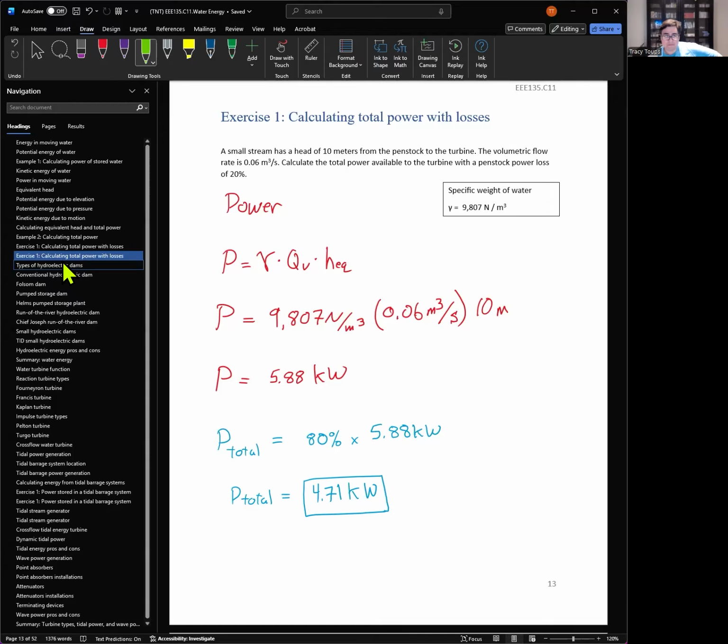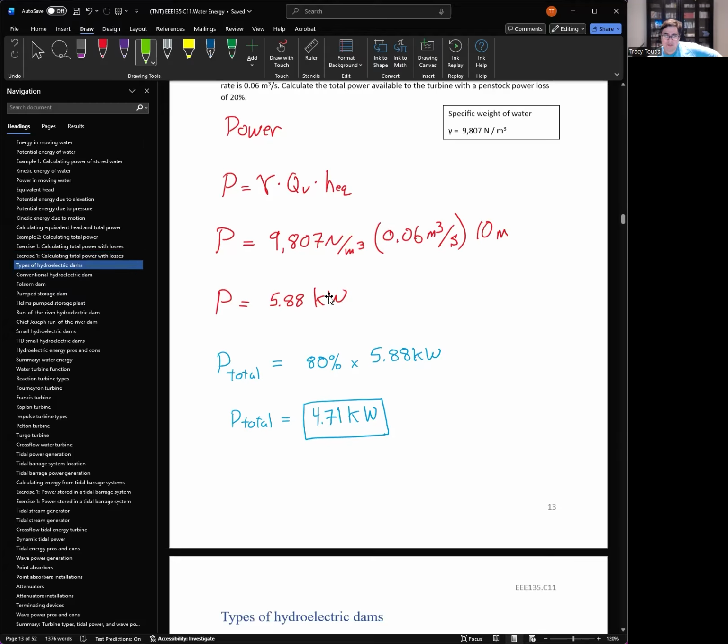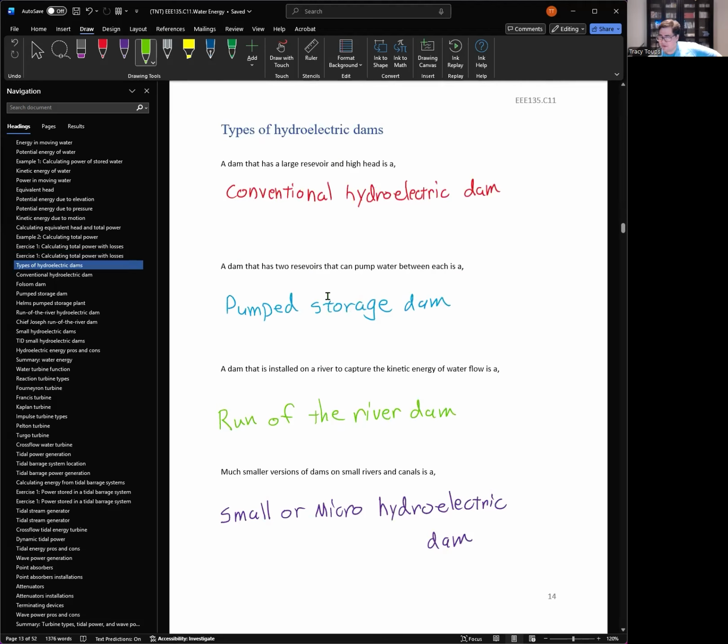All right. So just first half of the course, just doing some lecture, doing some number crunching. Now let's start talking about the types of hydroelectric dams you will encounter. First one you're going to see is a dam that has a very large reservoir, a very high head, very big. It's called a conventional hydroelectric dam. This is probably the thing that most people envision when they think of a hydroelectric dam.